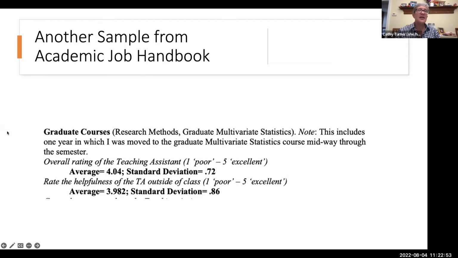Here's another thing that Bethany Scholar did. She divided up her undergraduate courses and her graduate courses. And her comments for her graduate courses were not as positive as her undergraduate courses. And she put this little note here: This reflects a year in which I moved to the graduate multivariate statistics course midway through the semester. Just so you know, this weird thing happened. And so again, she's using that cover sheet to put this experience into context and to help her readers understand what had happened.